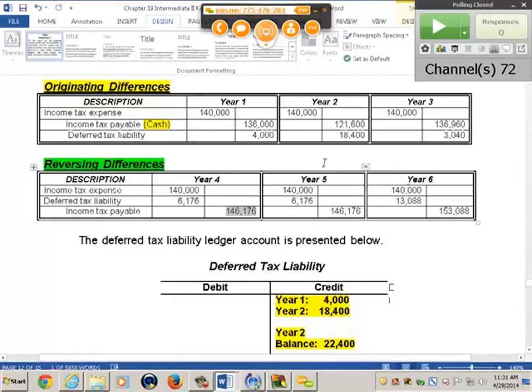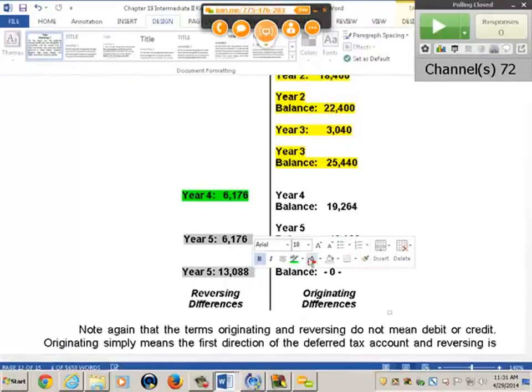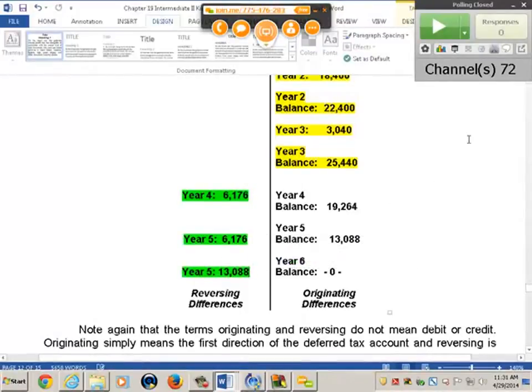So these reversals are going to be reducing the liability. So the deferred provision will reverse out, and in a perfect textbook world, with no other complications, that will go to 0. All right. So that is a basic or a foundation deferred tax example.